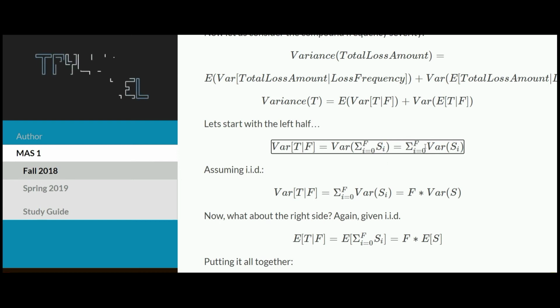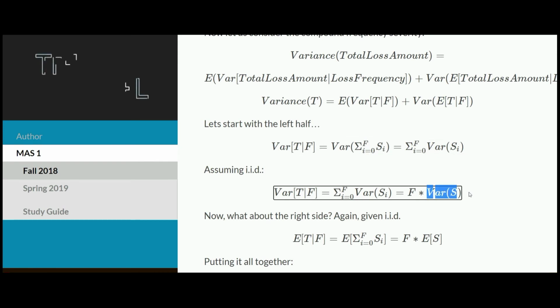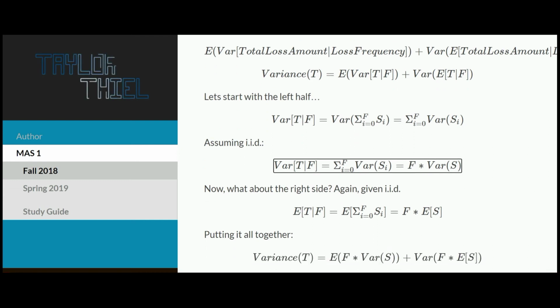And so we can just split this out, and that's just going to be the summation of all those independent severities, and because they're IID, we can just take the variance of the overall severity distribution and multiply it by F, the number of claims that occurred.